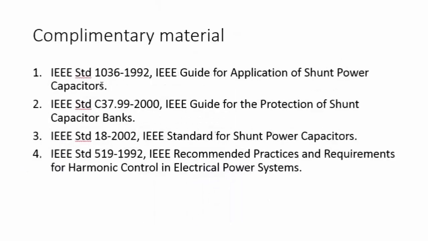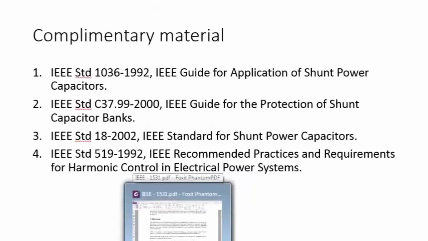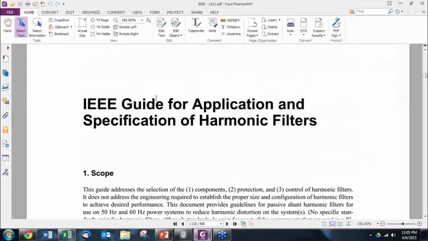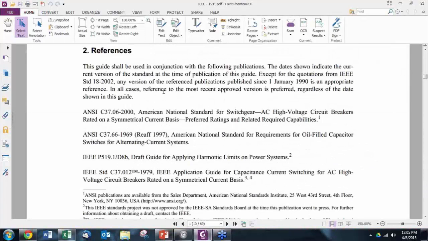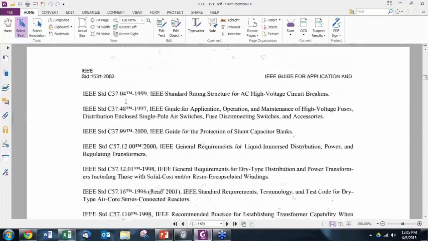So the IEEE standard, as most of them, has a very extensive reference list. Here's the standard. And you can see that there's a whole page of references. There's a whole lot of them.